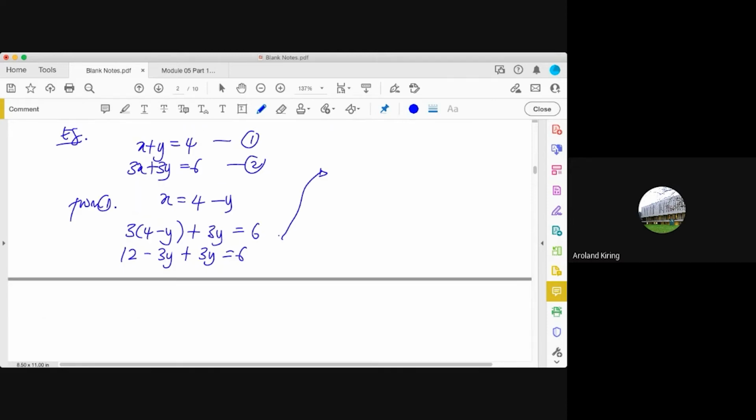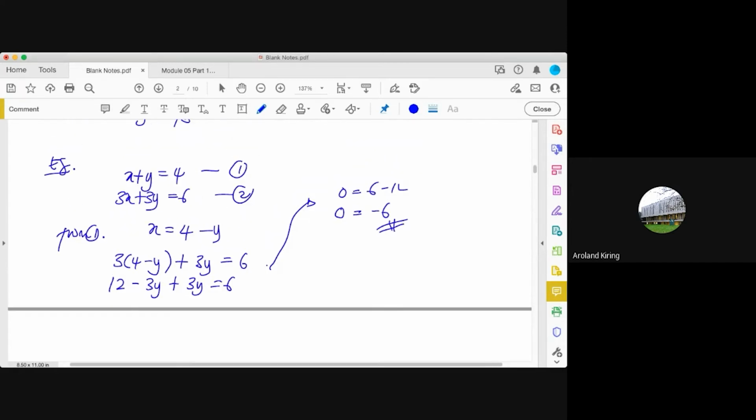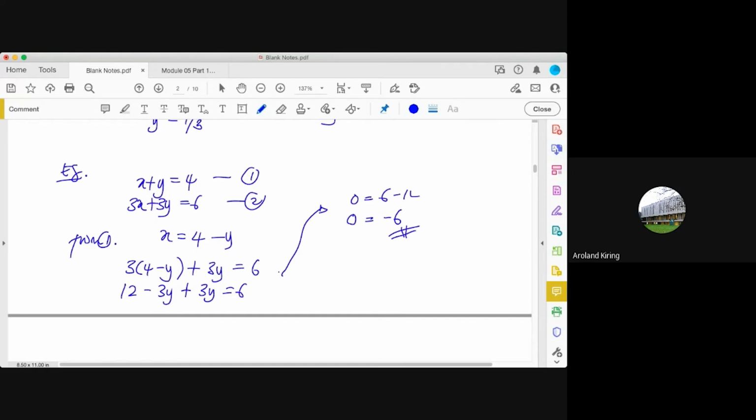Okay, so negative 3y plus 3y, you got 0, isn't it? So 0 equals 6 minus 12, which is negative 6. So you have this at the end. What this tells you is that the left-hand side of the equation, 0, is not equal to the right-hand side, negative 6. Because you cannot get 0 equal to negative 6. So in this case, we say this is a system with no solutions.